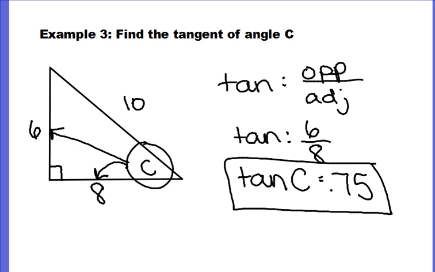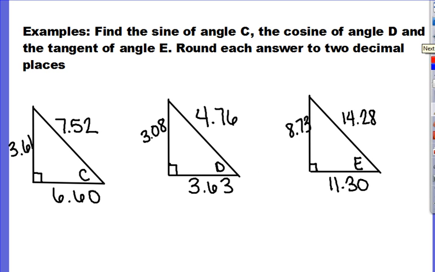On this next slide, there are 3 examples. I want you to find the sine of angle C, the cosine of angle D, and the tangent of angle E. Round each answer to 2 decimal places, and we will check these when we come into class tomorrow. Go ahead and pause the video as you work out these problems.